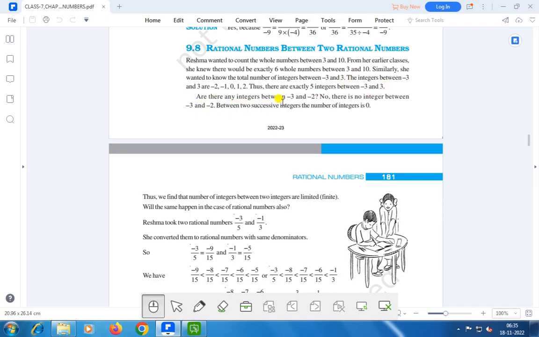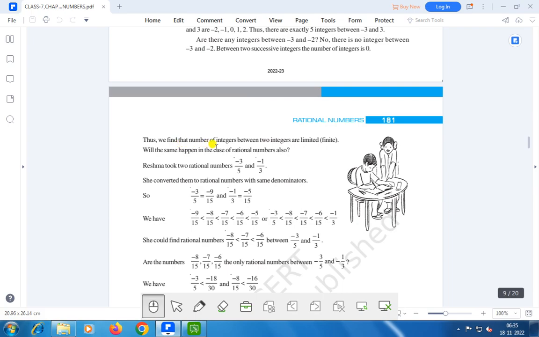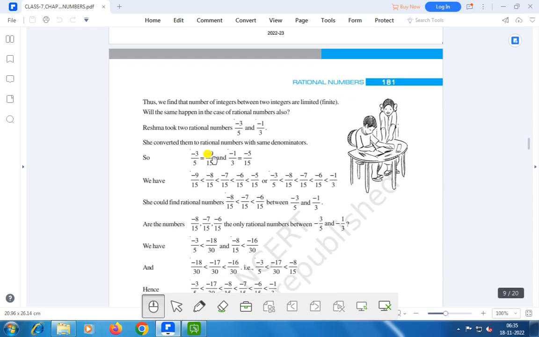Are there any integers between minus 3 and minus 2? No, there is no integer between minus 3 and minus 2. Between two successive integers, the number of integers is 0. Thus, we find that the number of integers between two integers is limited, finite. Will the same happen in the case of rational numbers also?